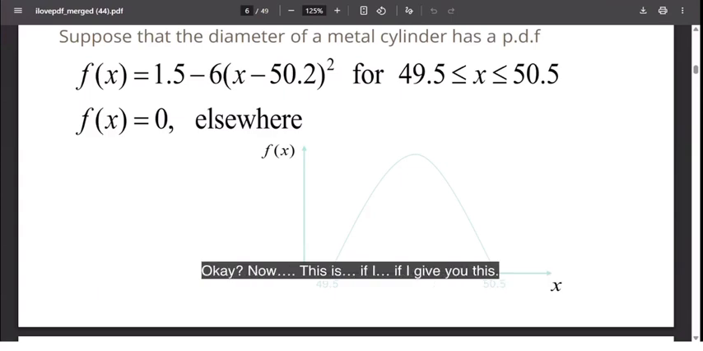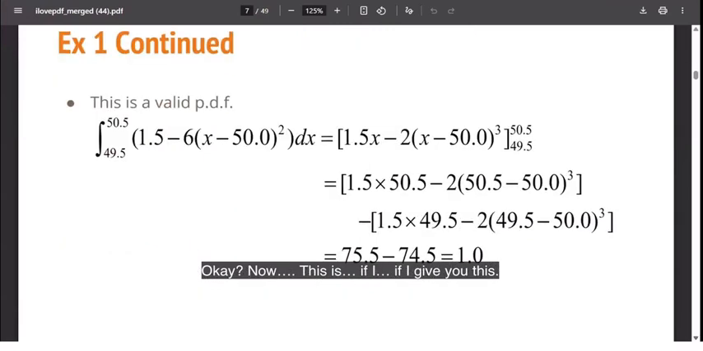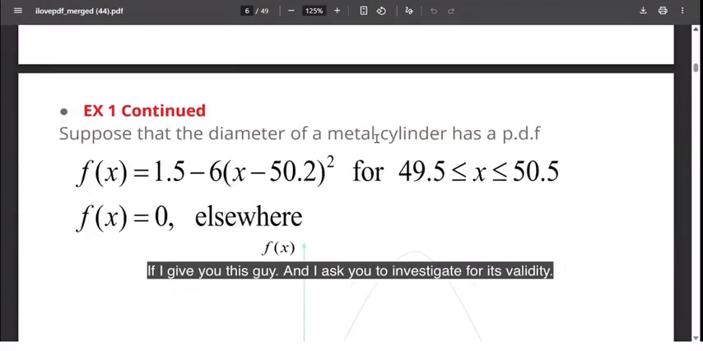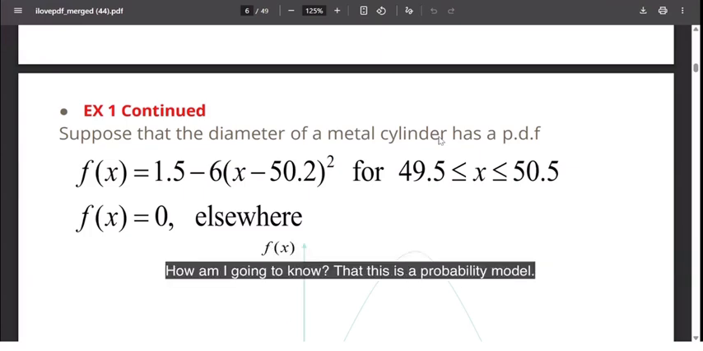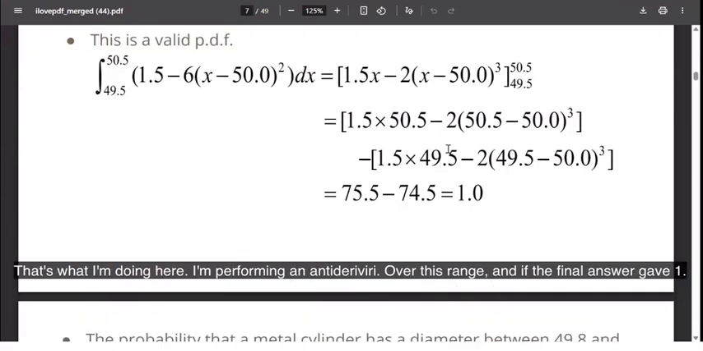Now, if I give you this and I ask you to investigate its validity, because not all mathematical models or functions are probability models, how am I going to know that this is a probability model? Then it must integrate to 1. That's exactly what I'm doing here.